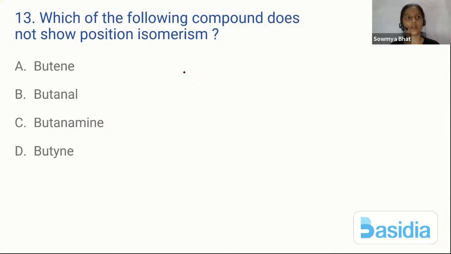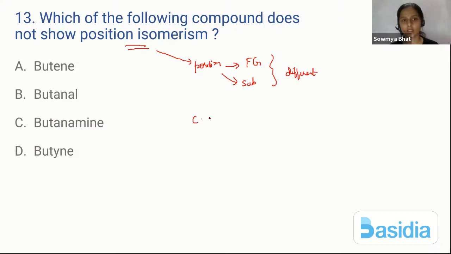Which of the following compounds does not show the position isomerism? If it has to show the position isomerism, the position of either the functional group or the double bond, or the substituent, should be different. So here, if you take the butene, I'm not satisfying the valency, just putting the carbon atoms and the functional group or the position. And this you can even shift to here. So you can get 1 butene as well as 2 butene, right?